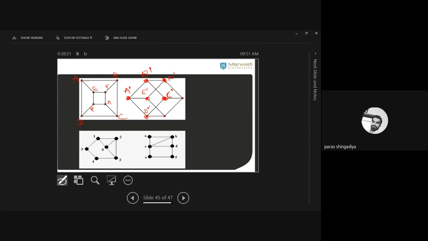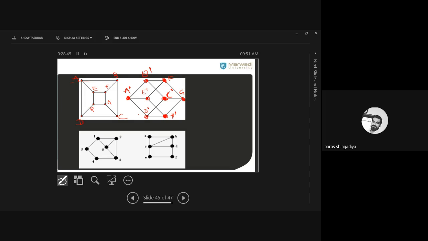And now the remaining two places are for H and G. These are the two remaining. So which will be the place of G and which will be the place of H? C is connected with G. Clear? C is connected with G. So this place will be the place of G dash, and this place will be the place of H dash. Okay, so that is the one-to-one correspondence between these two graphs.